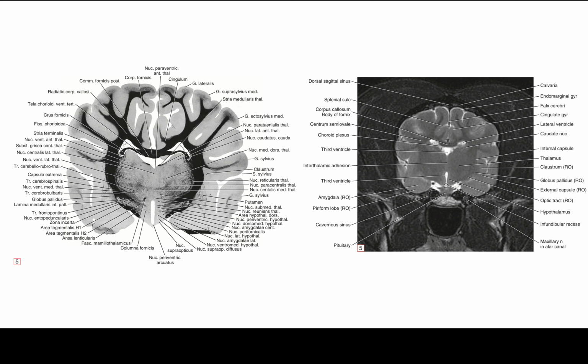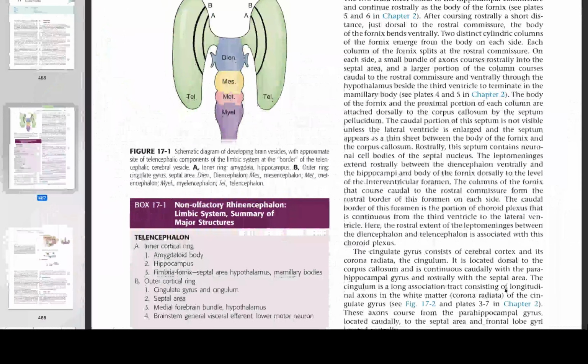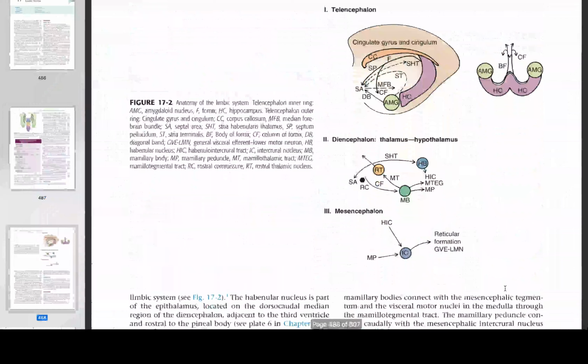The cingulate gyrus consists of cerebral cortex and its corona radiata, the cingulum. It is located dorsal to the corpus callosum and is continuous caudally with the parahippocampal gyrus and rostrally with the septal area. The cingulum is a long association tract consisting of longitudinal axons in the white matter, corona radiata, of the cingulate gyrus. See figure 17-2 and plates 3-7 in chapter 2. These axons course from the parahippocampal gyrus, located caudally, to the septal area and frontal lobe gyri located rostrally.